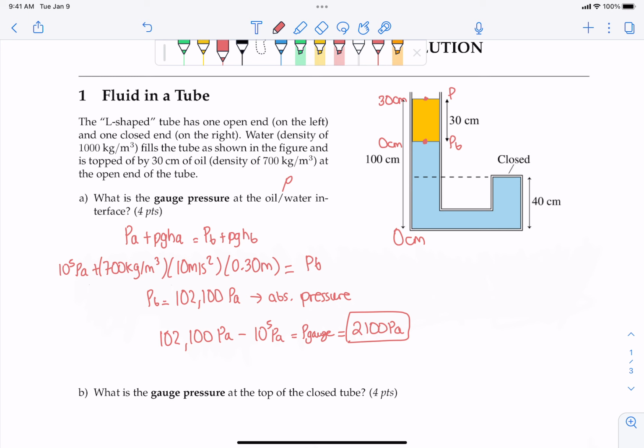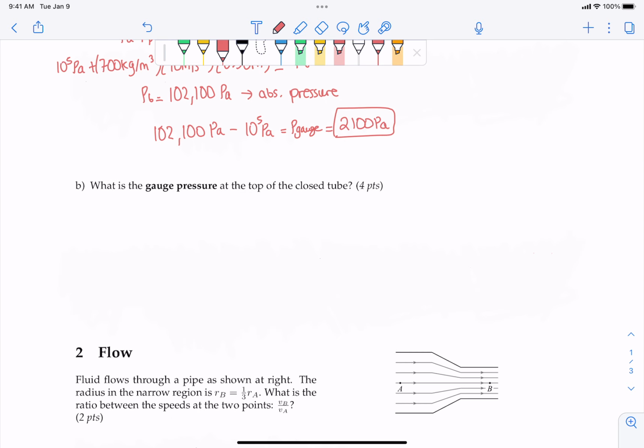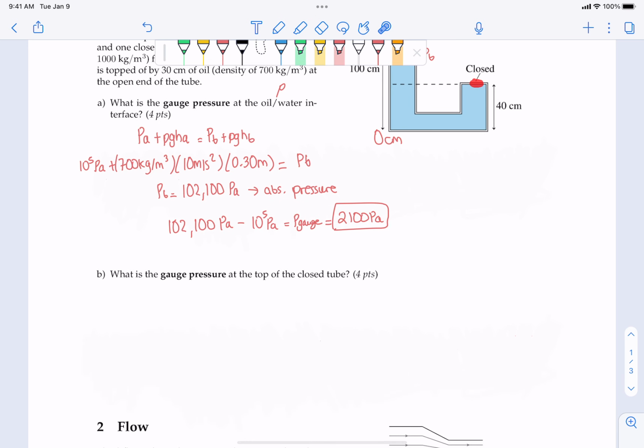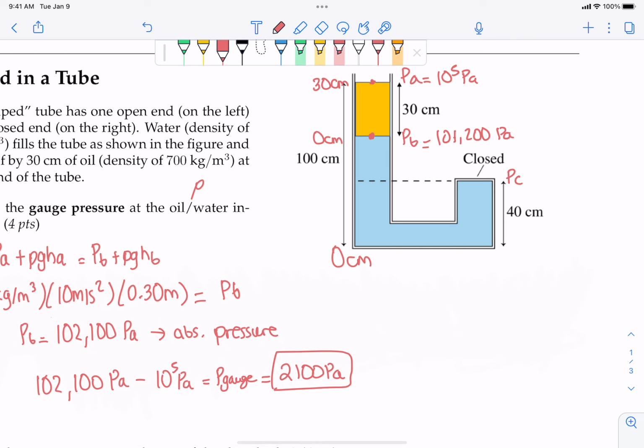Any other questions about A or anything about the setup of the problem at all? Nope. Okay, awesome. So part B now is asking us, what is the gauge pressure at the top of the closed tube? So now they're asking for the gauge pressure here, the closed tube. So I know that PA has a pressure of 10 to the 5th pascals, that's the atmospheric. PB has an absolute pressure of 102,100 pascals. Now, let's call this PC, for example.